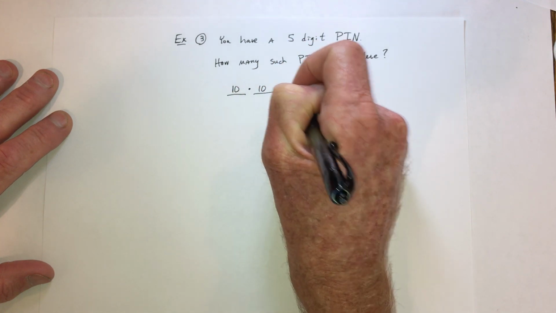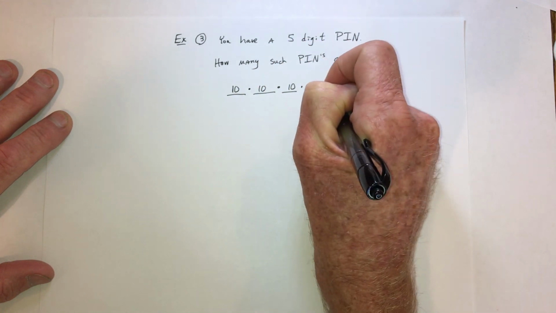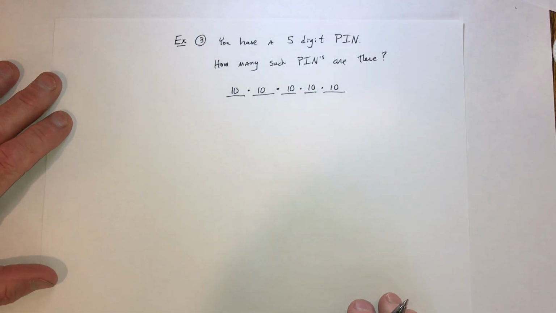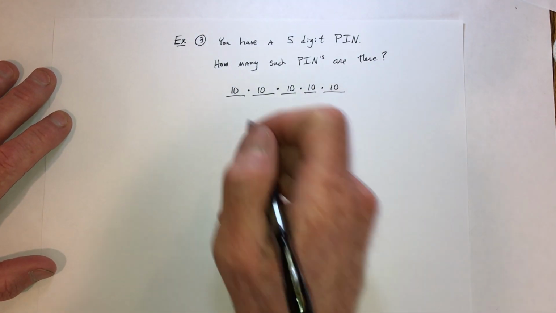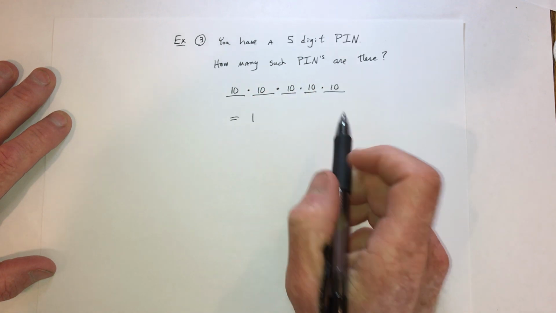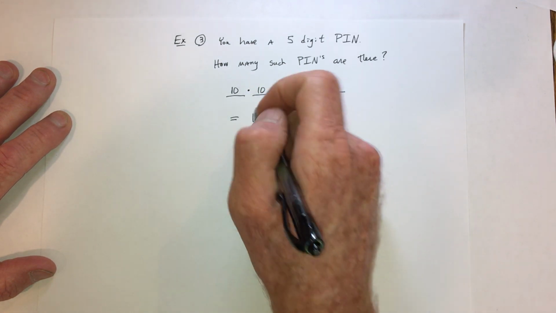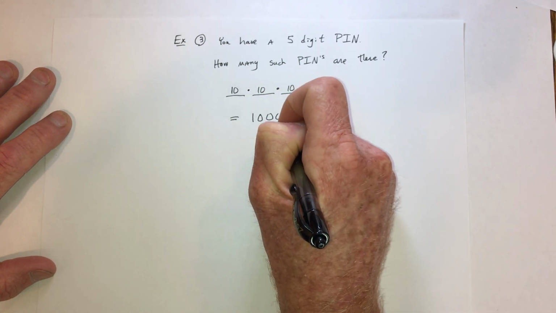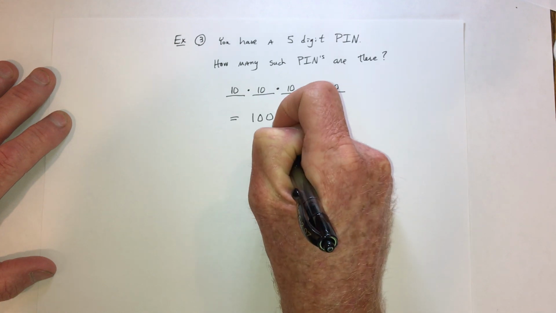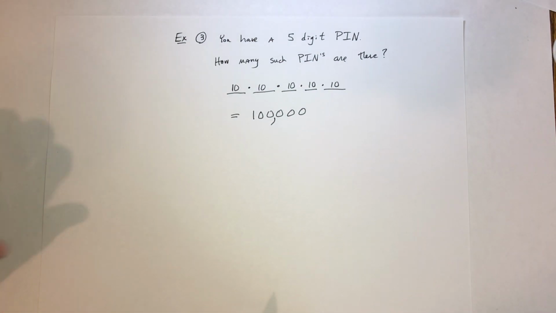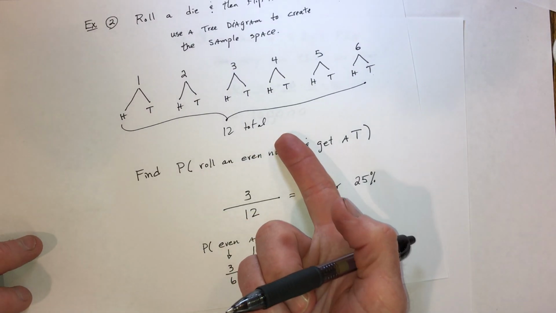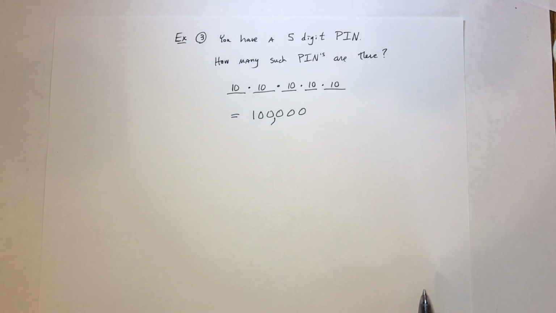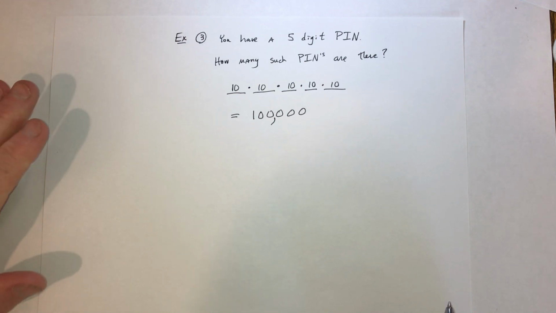And for the third one, there's 10, and 10, and 10. And all of those ands mean multiply. So let's see, this would be a 1 with 1, 2, 3, 4, 5 zeros. 100,000 possibilities. There's no way I'm doing a tree diagram for that. 100,000.